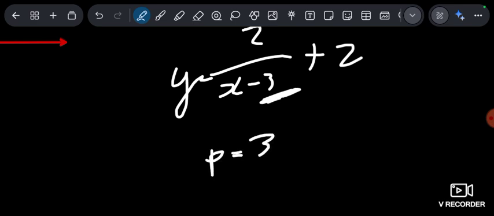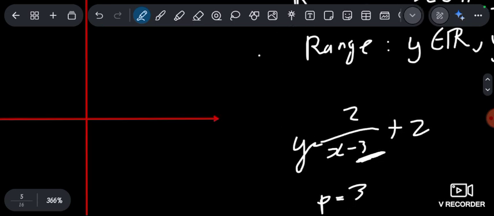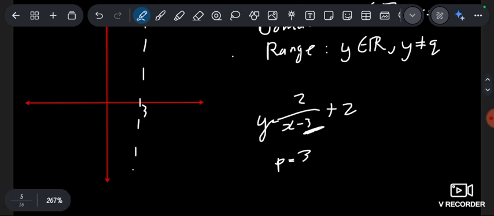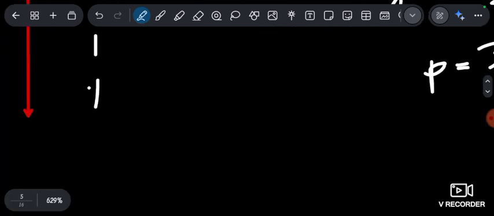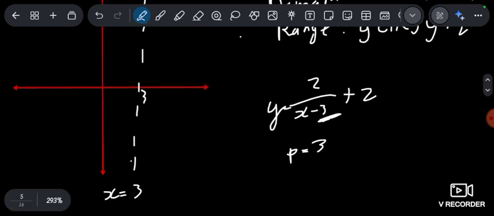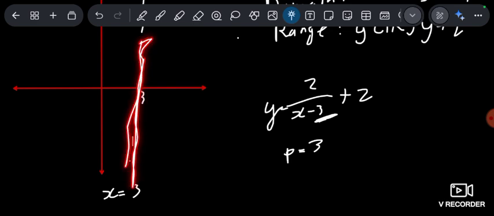You say p is equal to 3, so meaning your vertical asymptote will be here, right? So you draw that vertical line over there, and when they want the equation of the asymptote, you just say x is equal to 3, right? Because of course over there the x value is equal to 3.